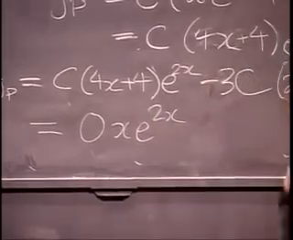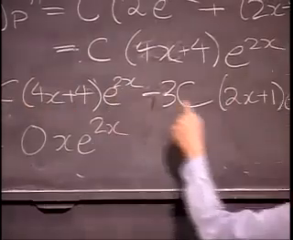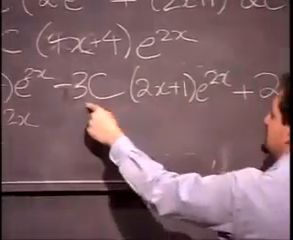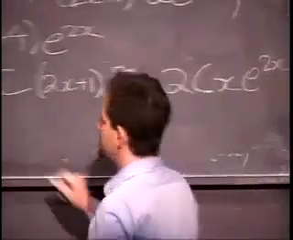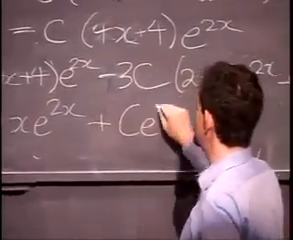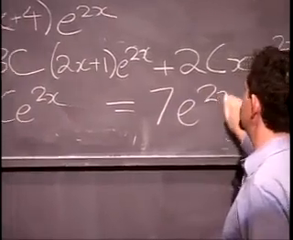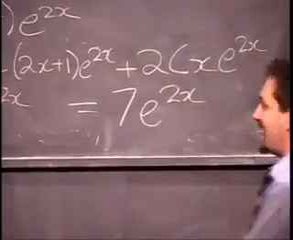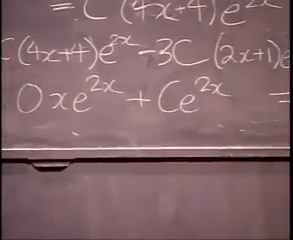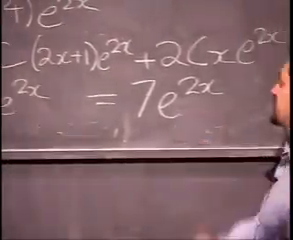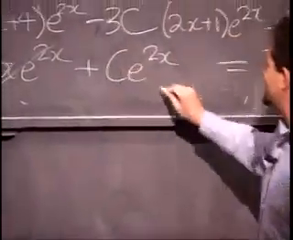We have 0x e to the 2x. That's kind of nice. In terms of the rest of it, we have a 4c minus a 3c. And there's nothing from over here that doesn't involve an x. So it's going to be plus c e to the 2x. And that is supposed to equal 7e to the 2x. And notice how this came out to be a 0. If it wasn't a 0, we'd be in big trouble, because there's no x e to the 2x on the right. But as it happens, bye-bye, and c equals 7.